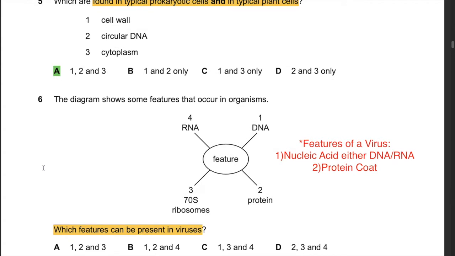In prokaryotic cells, the cell wall is made up of a different substance than in plant cells. In plant cells, it is cellulose, but in prokaryotic cells, it is murein, which is a peptidoglycan substance. Circular DNA is found in prokaryotic cells, as you all know. In typical plant cells, it is found in the mitochondria and in chloroplasts. And cytoplasm is obviously present in both of them.